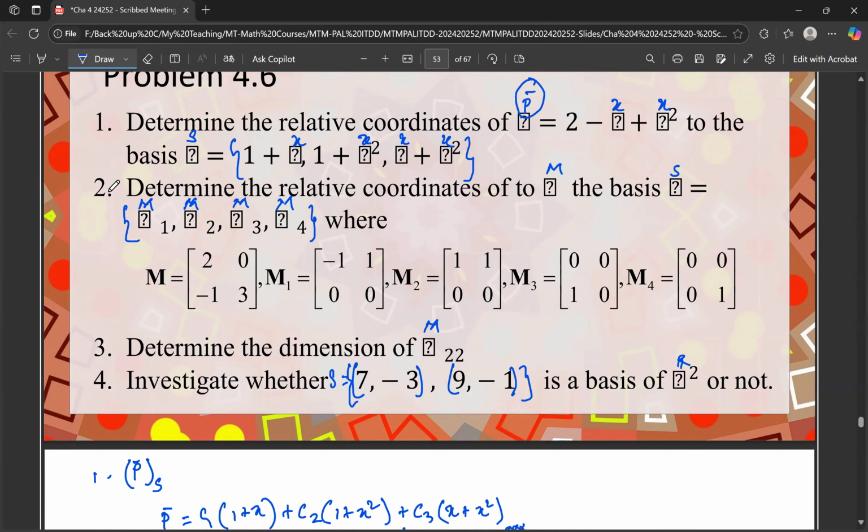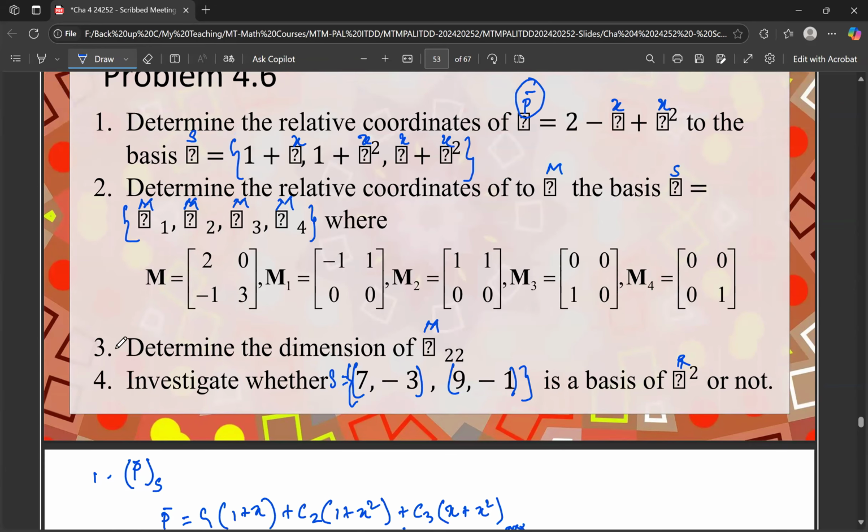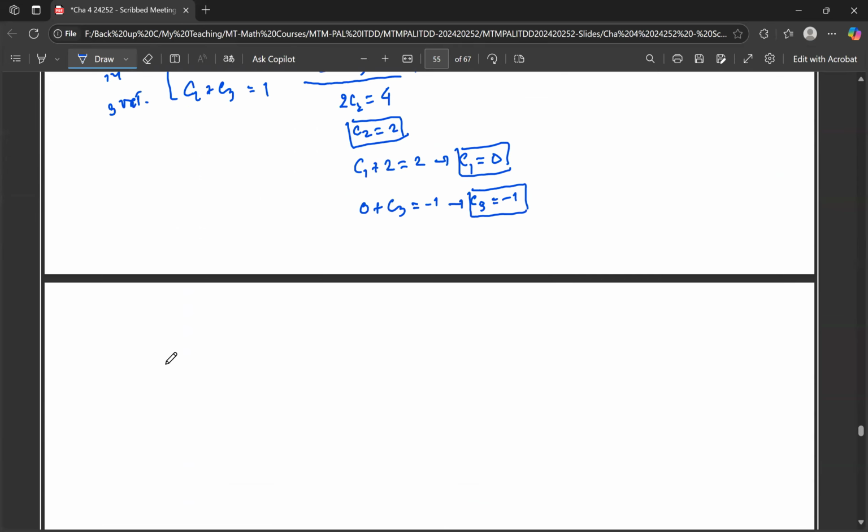Then number three is done, because you can answer that the dimension of M22 is 4, because a basis in this M22 has 4 vectors. So 3 is already done. Dimension of M22 is 4.